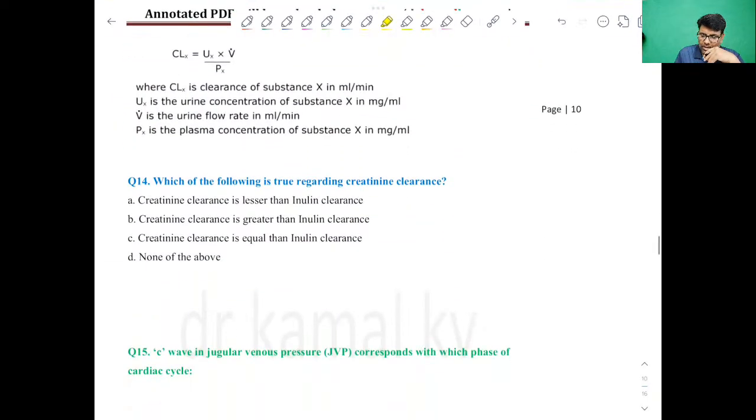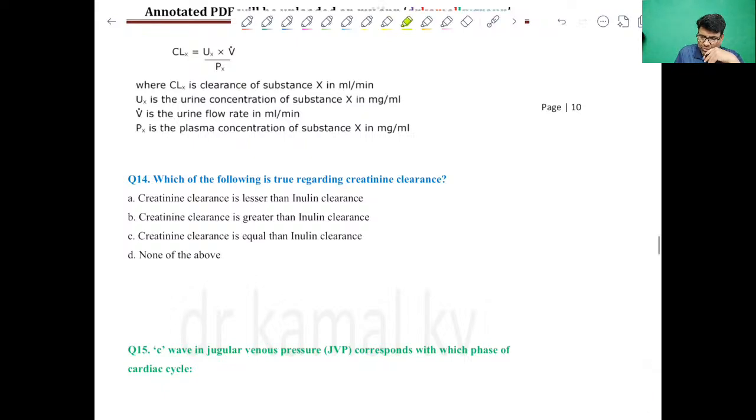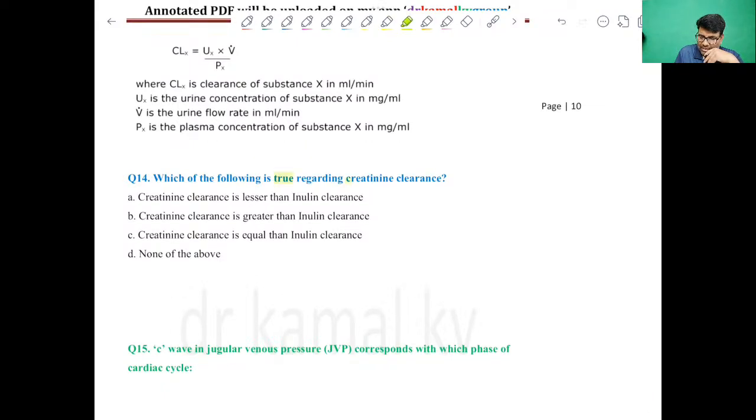Now, which of the following is true regarding creatinine clearance?